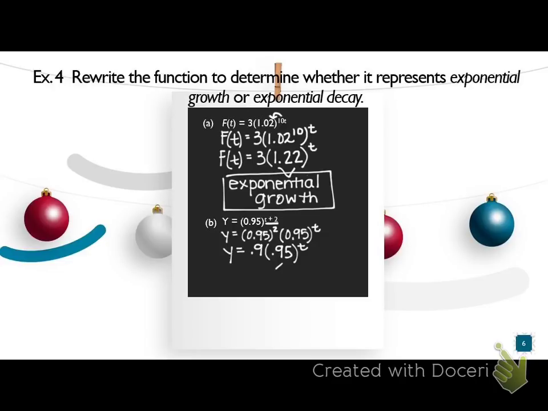Now, again, the inside of the parentheses tells us everything we need to know. Since 0.95 is less than 1, we know that this is an exponential decay. Okay? So the toughest part of this is going to be making sure we know how to rewrite the function, but that's going to require us to know our properties from lesson 6.1.